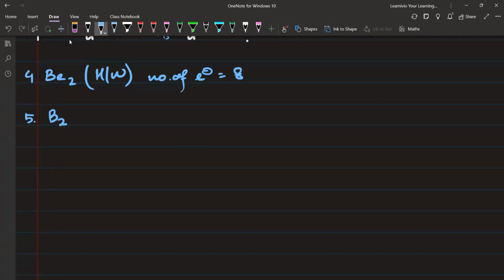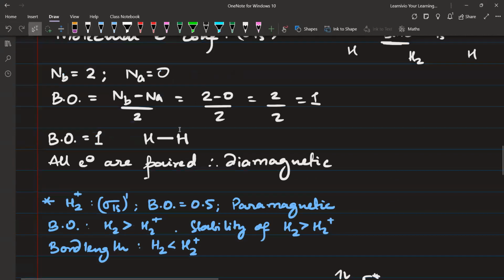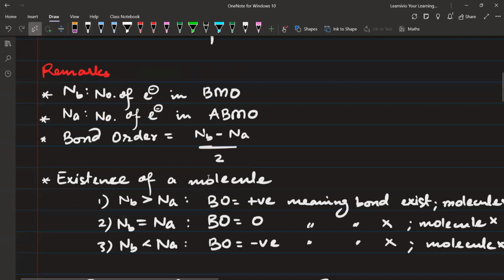boron 2. In boron 2 the number of electrons is how much? What is the atomic number of boron? 5. So the number of electrons is how much? Tell me guys. 10. Now you tell me case 1 or case 2. Case 2, since it is less than 14.